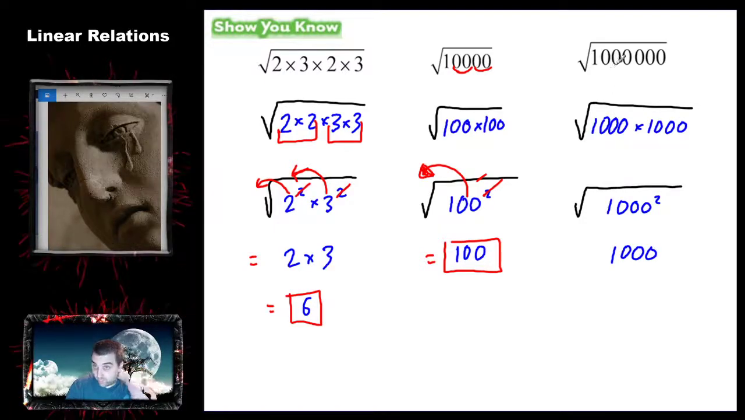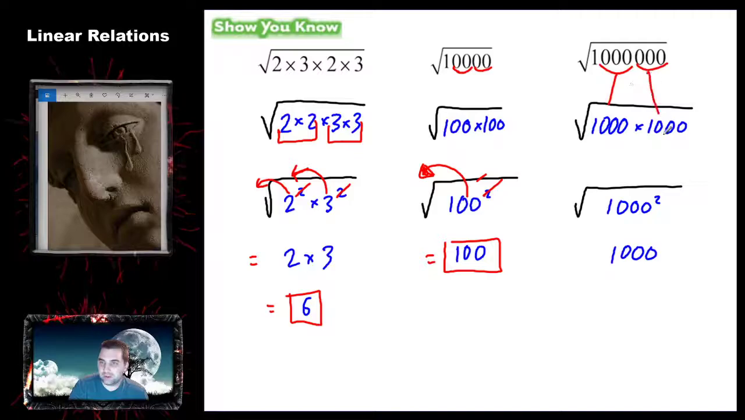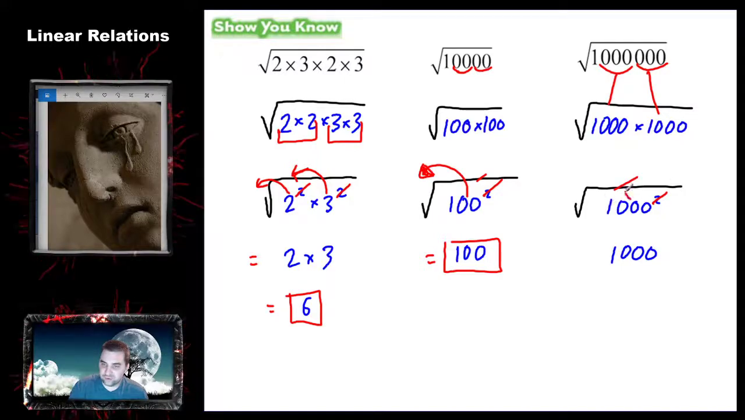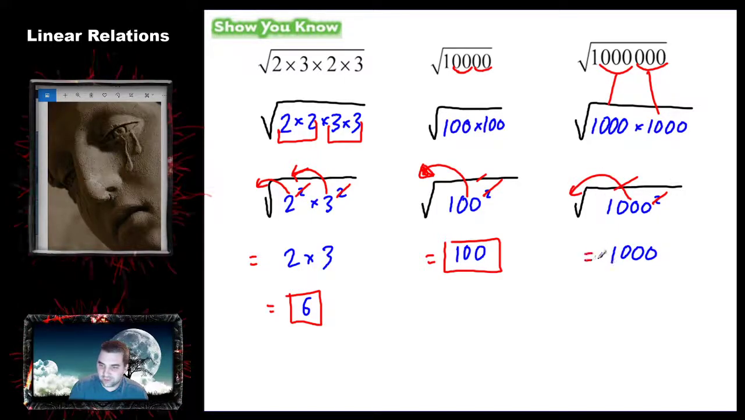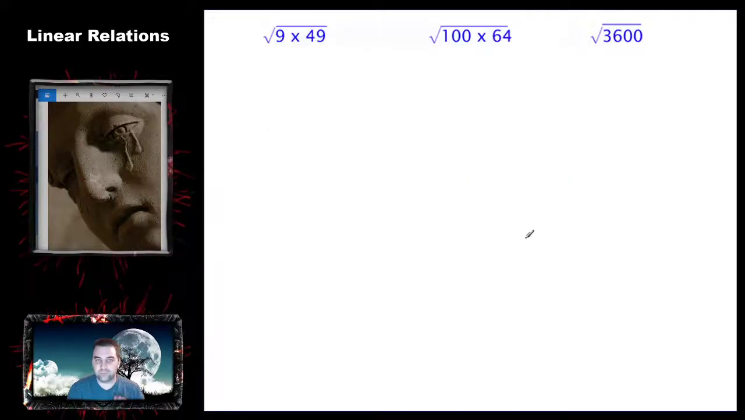Here I have, what is that, 1 million? Yep, 1 million. Okay, 6 zeros. So 1, 2, 3 here, 1, 2, 3 here, and that creates 1,000 and 1,000. 1,000 times 1,000 is 1,000 squared. Opposite operations, this guy comes out, and I'm left with 1,000 as my final answer.